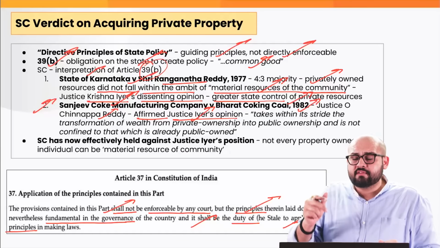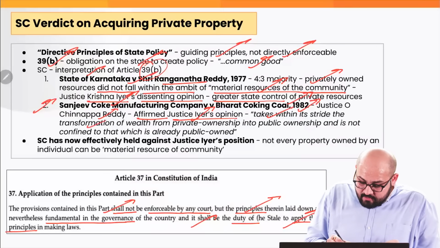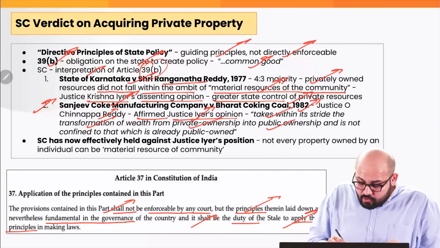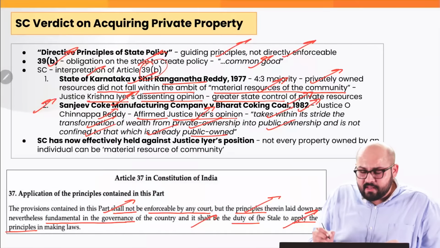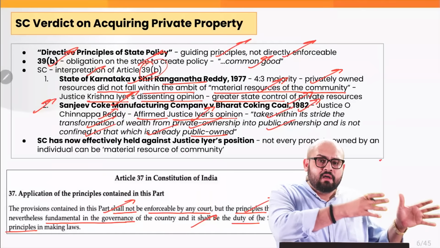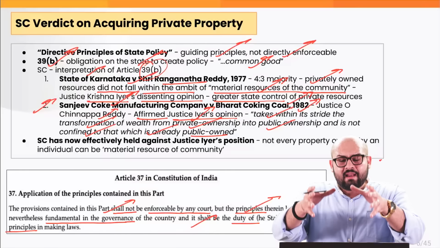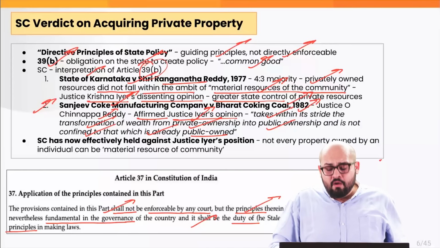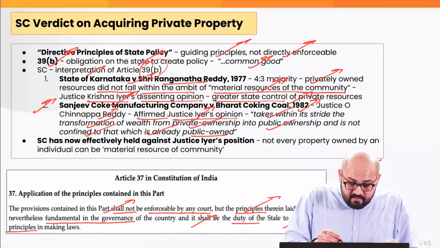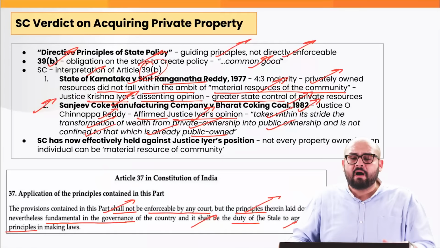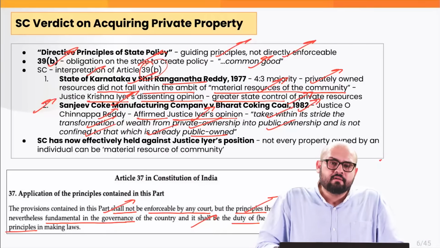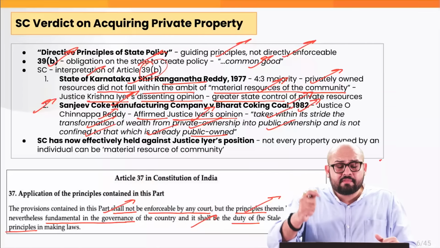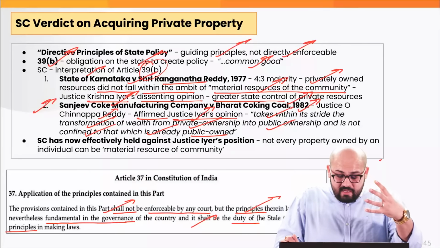The exact wording of the judgment was, takes within its stride the transformation of wealth from private ownership into public ownership and is not confined to that which is already public owned. That is, it's not just confined to the public owned, but the state can also acquire and have ownership of privately owned resources. Now, in this judgment, the Supreme Court has very clearly said that the state does not have the absolute power to acquire all private resources, right? It can do so, but only in certain circumstances where they are needed.